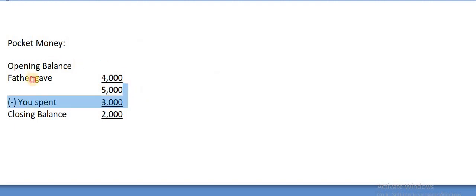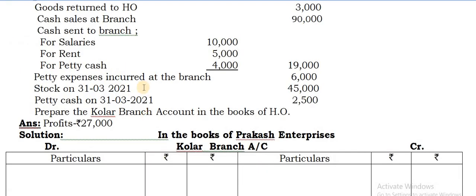Okay. Normally, how is this taken? Opening balance plus whatever amount you have received minus spent gives you the closing balance. Now everything is reversed. Closing balance plus the amount spent minus the amount received gives you the opening balance. The same logic is adopted here to obtain the opening balance. That we shall see with the problem.